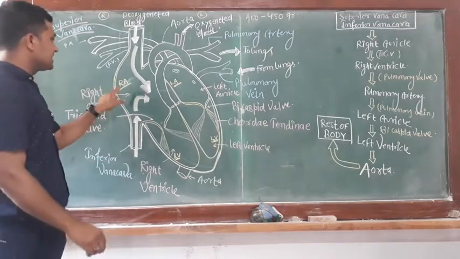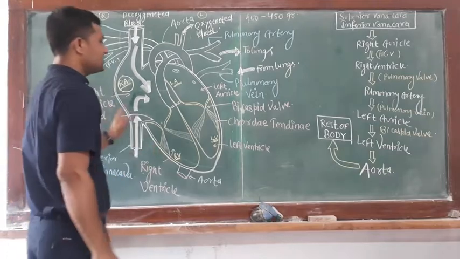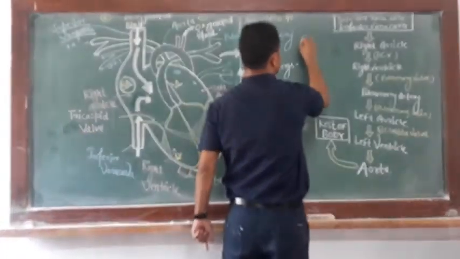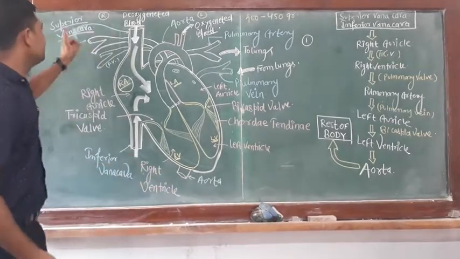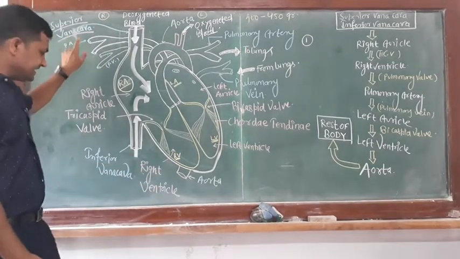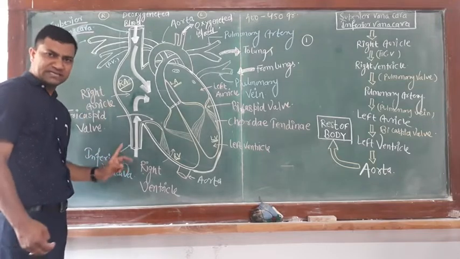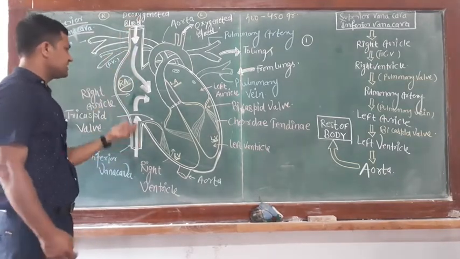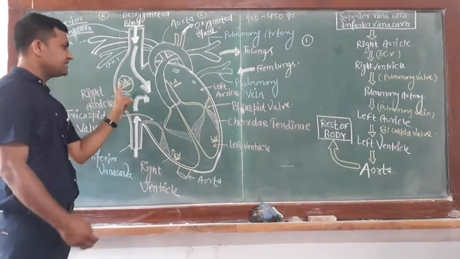It comes into the right auricle, number one part. It's the first part of the mechanism of the heart. Through the superior and inferior vena cava, deoxygenated blood comes into the right auricle. Number one process, right auricle.